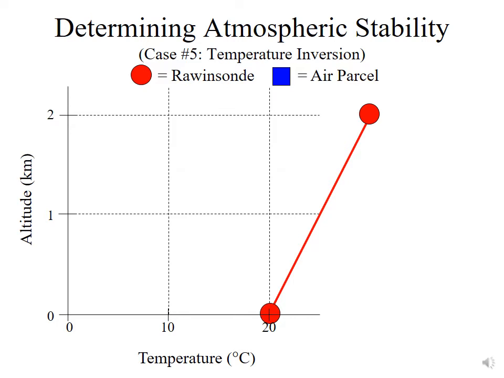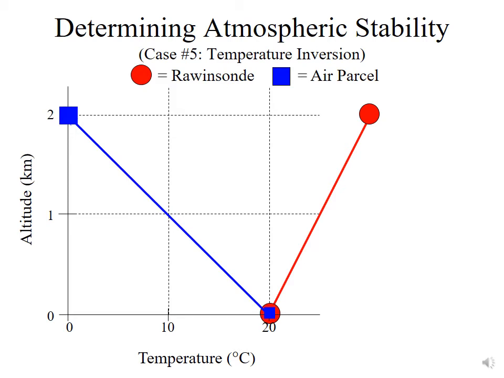And the last case is a temperature inversion. We get these a lot during the winter here in Utah. And we're going to once again do our thought experiment with our air parcel, lifting it dry adiabatically to 2 kilometers. And now you can see that there is a massive temperature difference between our air parcel and the environment.